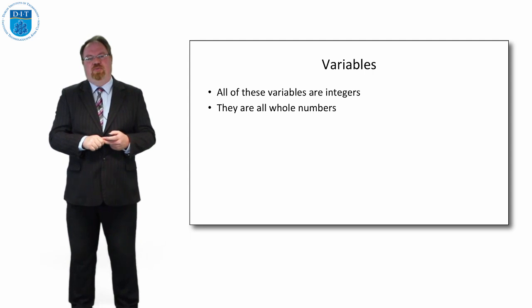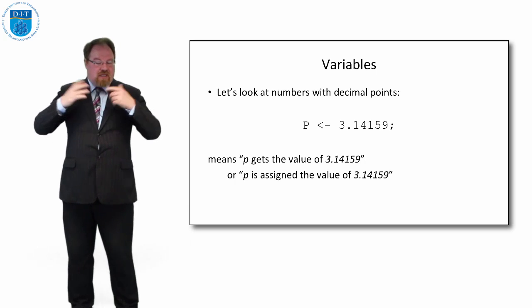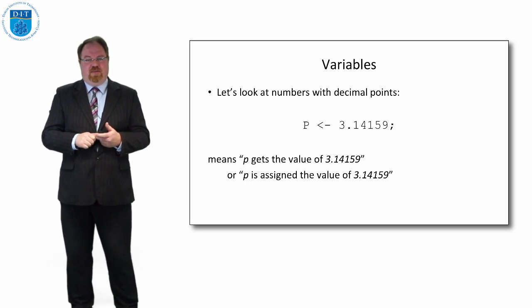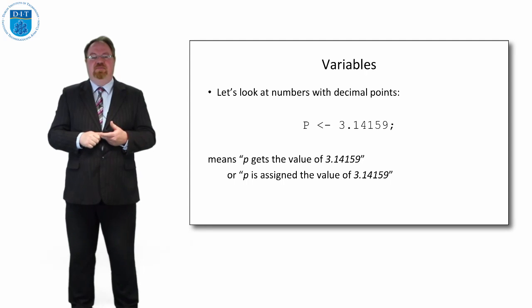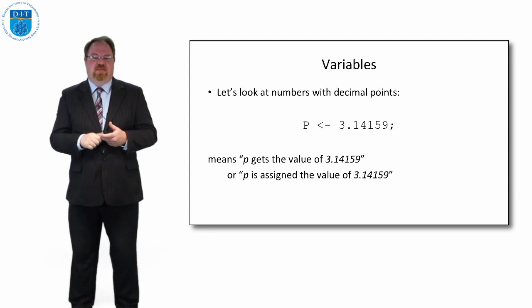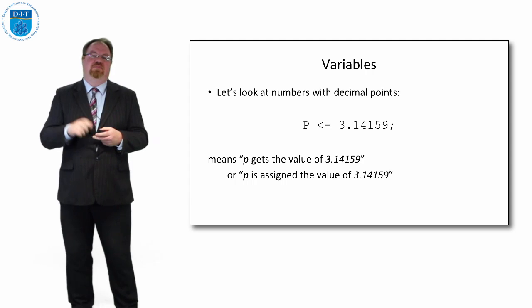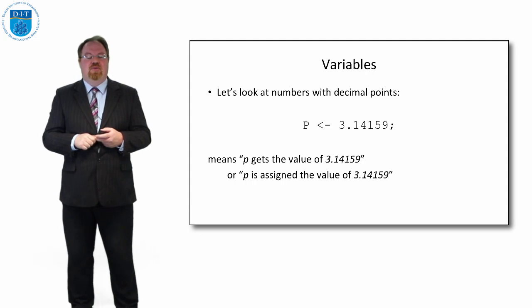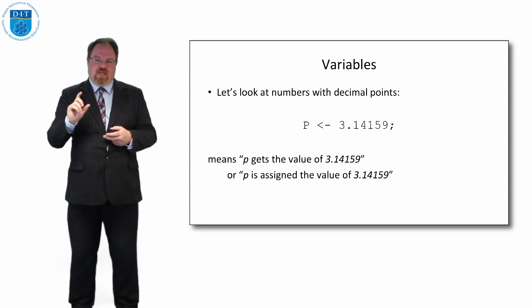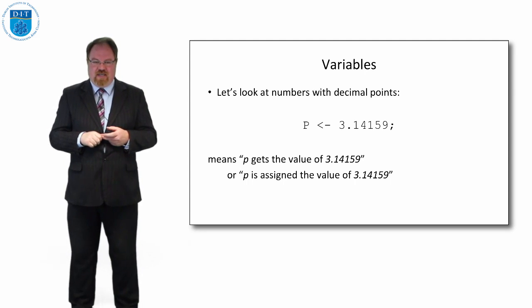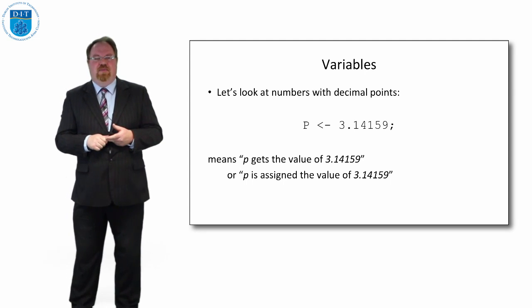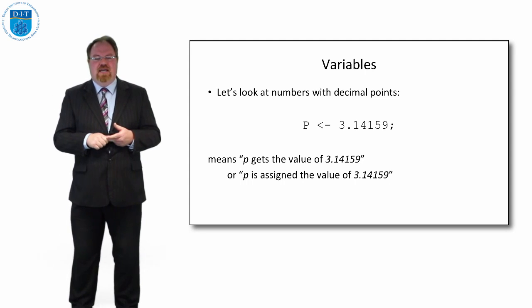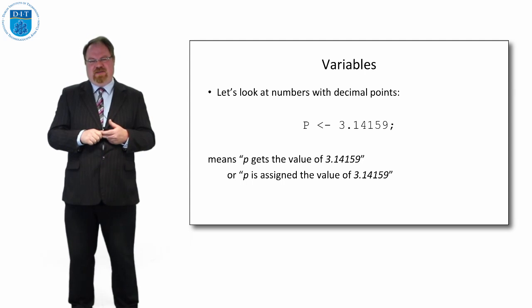So we can't use a whole number or integer to represent my bank balance. We need a real number or floating point value to represent my bank balance. So we can have a different kind of variable called a real variable, and that'll store numbers with decimal places. So if we were trying to, let's say, represent the value pi, we could have a variable called p, and we can assign it to be 3.14159. And we read that exactly the same way. The p gets the value of that, or p is assigned the value of that.